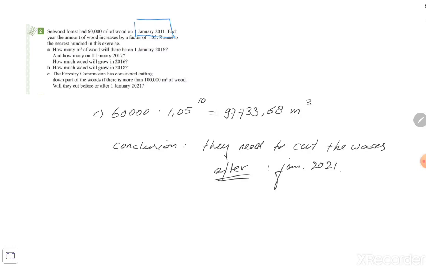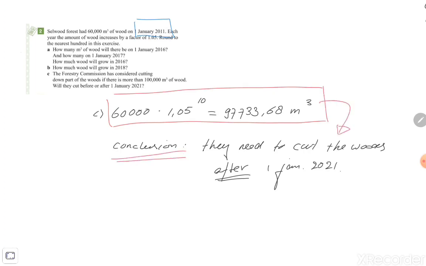So very important with those kind of questions, you need to do a calculation, and then of course do not forget your conclusion. And that's exercise 2 from the combined exercises on page number 126.